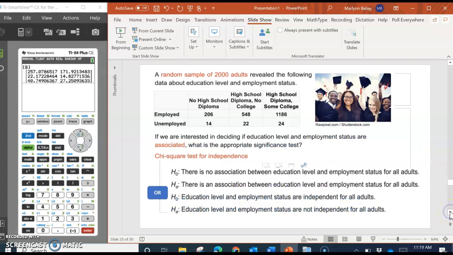And now let's go ahead and look at an example where we're having to do it for independence. Same process. So now we have a random sample of 2,000 adults.